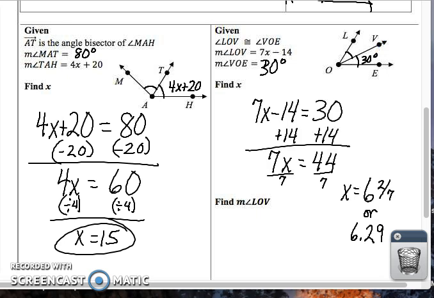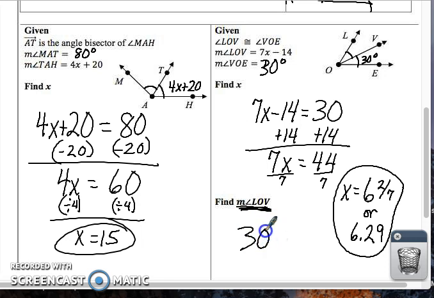All right, so here you go. Welcome back. Hopefully this is what you've got. You've got it solved, and x is either 6 2/7 or approximately 6.29. So there it is. Now, notice the last question. What's the measure of angle LOV? LOV is congruent to VOE. So if VOE is 30, what's the measure of angle LOV? It has to be 30 degrees as well, since those two are congruent.